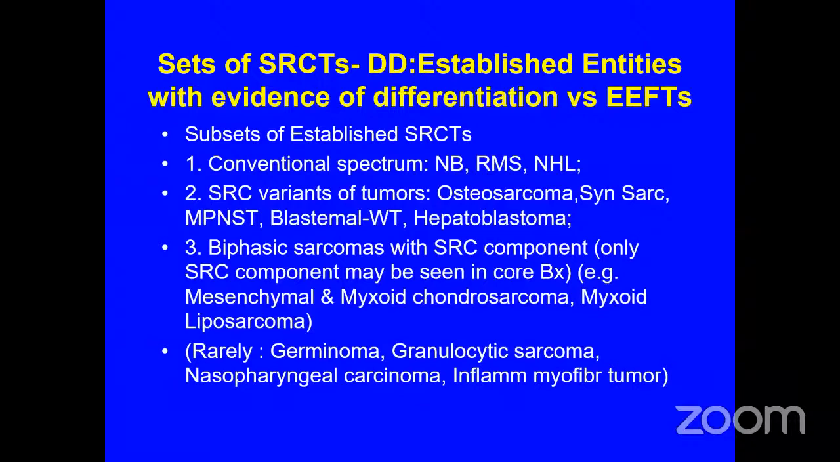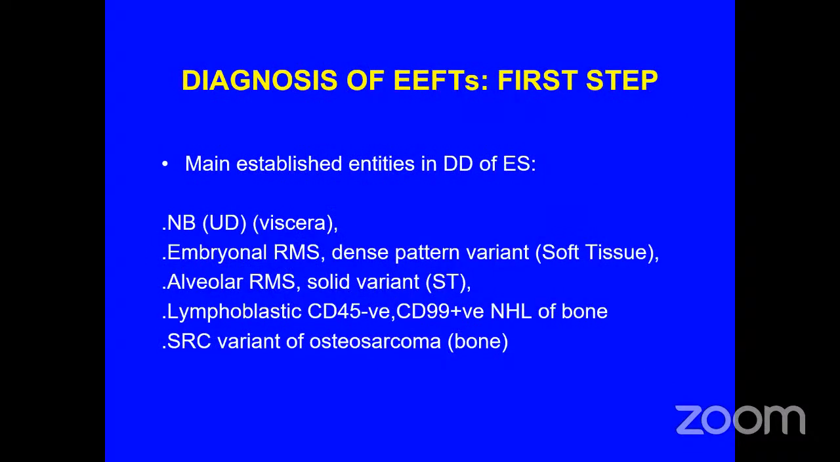So just to remind you, there are three subsets in the established SRCTs. The first subset is conventional spectrum, consisting of neuroblastoma and other tumors listed here on this slide. The second subset is the small round cell variants of tumors such as osteosarcoma and other tumors listed on this slide. And the third subset is the biphasic sarcomas with small round cell component such as in mesenchymal and myxoid chondrosarcoma and myxoid liposarcoma. So these are the three subsets of the established small round cell tumors.